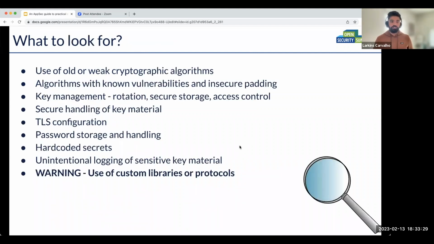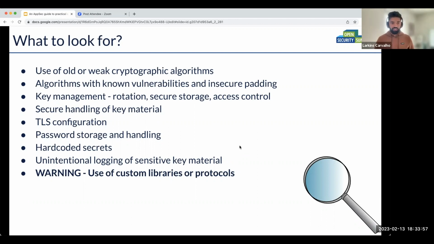What to look for. In a cryptography security review, you should look for old and weak cryptography algorithms, algorithms which have known vulnerabilities and which use insecure padding. Key management. Key management is an industry problem. We need to look at how we are storing our keys, how we are rotating them, what the access control is, who has access to these different keys, and what permissions they need.